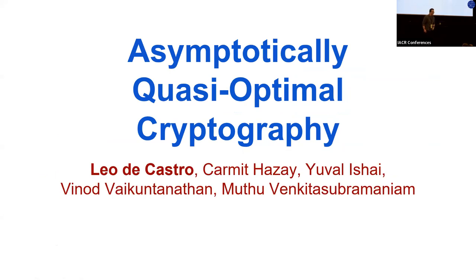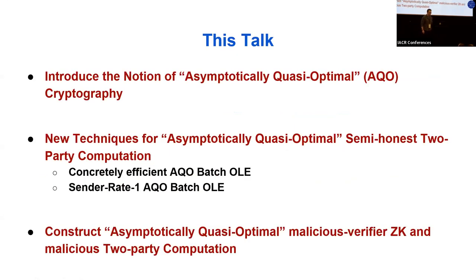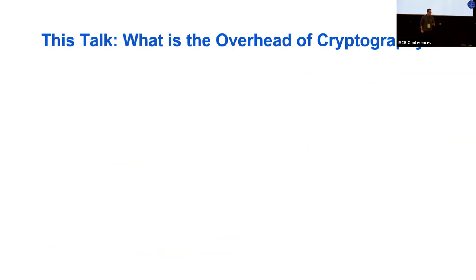All right. Hi, so this talk is on asymptotically quasi-optimal cryptography. This is joint work with wonderful co-authors Carmit, Yuval, Vinod, and Muthu. So in this talk, we're going to introduce the notion of asymptotically quasi-optimal cryptography, and we're going to give new techniques to construct AQO crypto. In particular, we're going to be focusing on semi-honest two-party computation, and also we're going to briefly talk about constructions for malicious verifier zero knowledge, and how to build that from sender rate one AQO batch OLE.